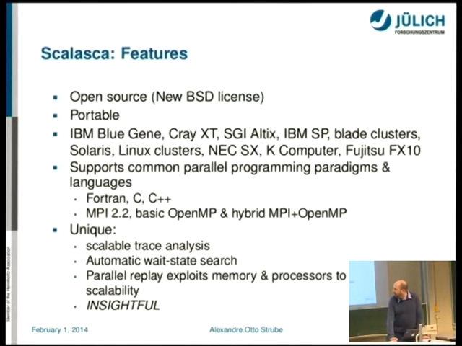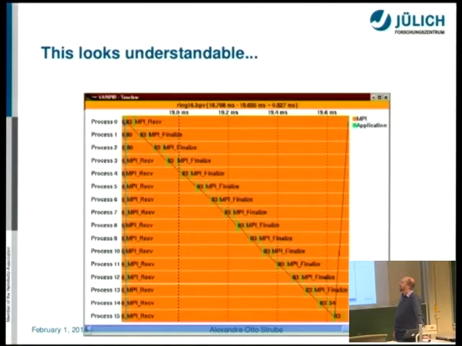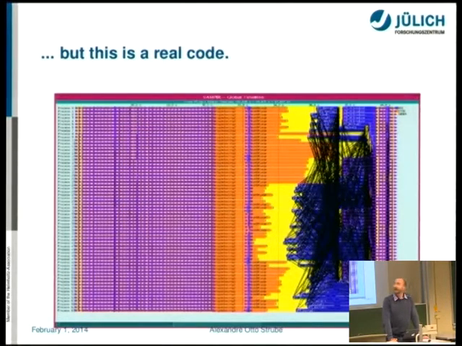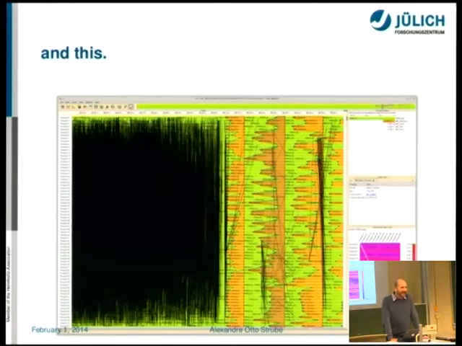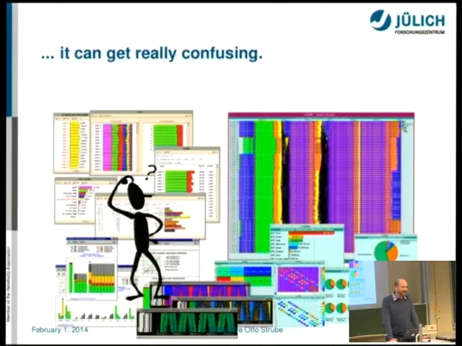Let's see an example of a code. This is a very simple code shown with another tool called Vampir, developed in Dresden, where one process sends a message and everybody answers, and this is easy to understand, right? But then, if you have a real code, it looks more like this, or this, or this. So it's not actually that easy to understand.